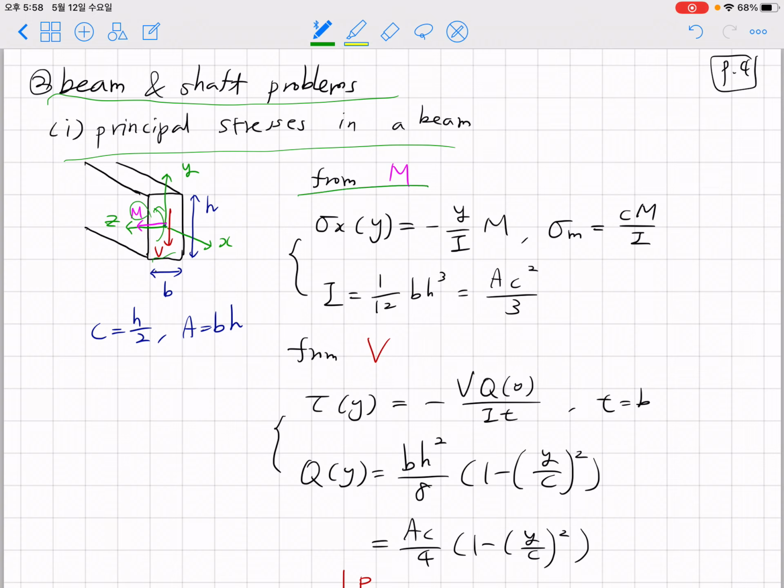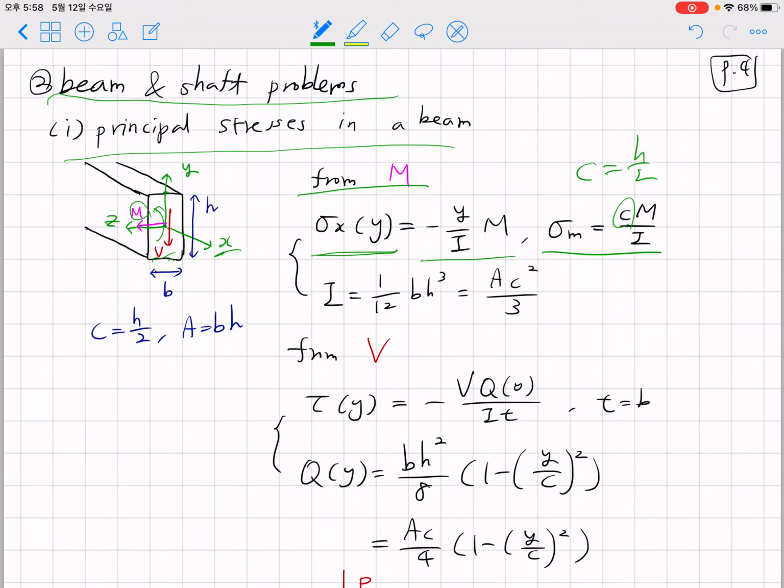So first, let's consider the effect of bending moment M. Bending moment M will induce the normal stress along the x direction. X is the longitudinal direction, as a function of y, and it can be obtained from the flexure formula. The maximum normal stress will be at the top and bottom, and c is the largest distance from the center to the top or bottom, which will be h/2 for our case.